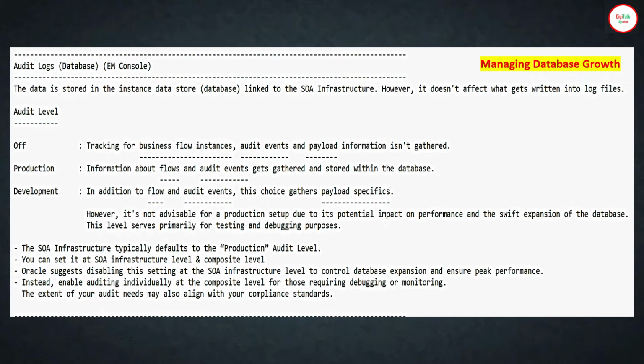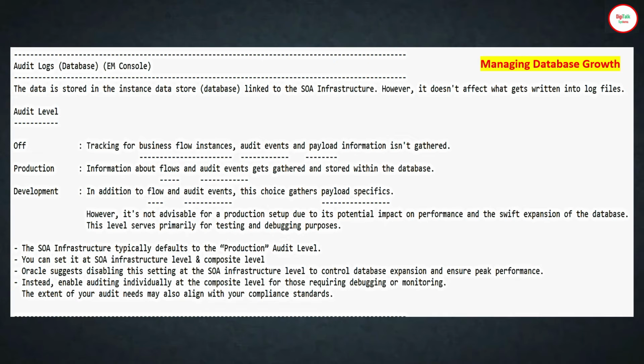Okay, so in a nutshell, the different information that we store in the database is business flow instances, audit events, and payload information. Payload is the data which is flowing from one system to another system. That data is called the payload. If you turn auditing off, then tracking of business flow instances, audit events, and payload information is not there. That means nothing will be registered in the database. But you hardly see this option enabled for any client.